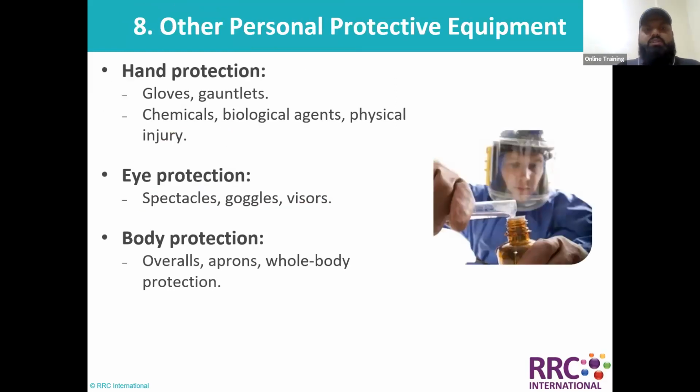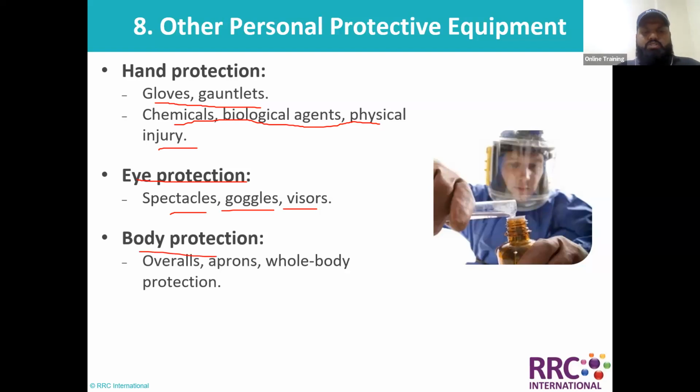Next is other personal protective equipment, because till now we have focused on the respiratory protection or the inhalation protection. Okay, what about the hand protection? For example, gloves, gauntlets, against chemicals, biological agents, physical injury. So we have to protect our hands, so the chemicals should not get inside our body through skin cuts or some kind of physical injuries. What about the eye protection? Like spectacles, goggles, visors, we must use them so that these chemicals do not get splashed into our eyes and enter our body.